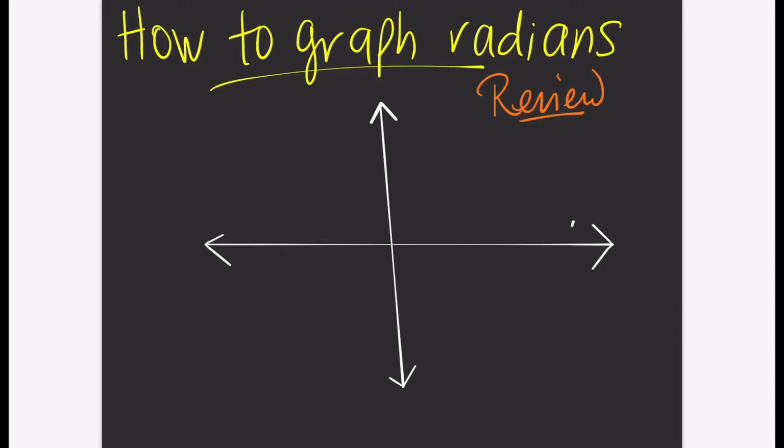This right here is 0 degrees. 1 full revolution is 360 degrees. That makes this 180. This is 90, so this right here is 270.